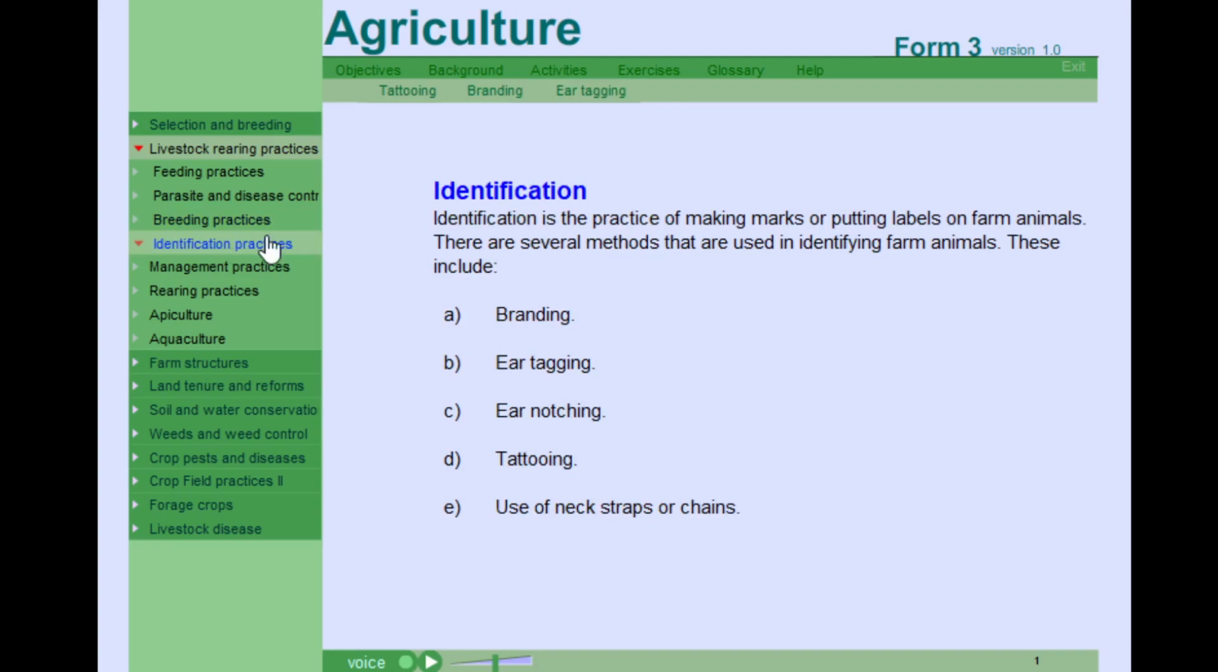Identification. Identification is the practice of making marks or putting labels on farm animals. There are several methods that are used in identifying farm animals. These include branding, ear tagging, ear notching, tattooing, and use of neck straps or chains.